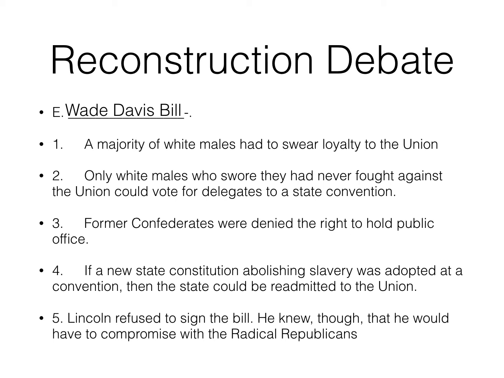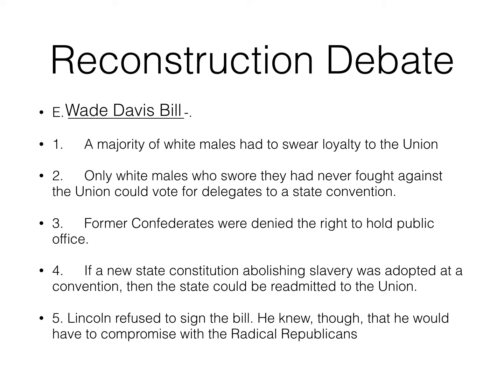They wanted a majority of white males to swear loyalty to the Union, not Lincoln's 10%. They wanted a majority, which would be 51%, right? Not 10%. Now, what is the big difference there besides the number? Lincoln set his bar lower because he wanted healing and states coming back into the Union to happen quicker. It would take longer to get 50% of white males to swear loyalty to the Union. So it would take longer to find that many. And so that's one of the big parts of the debate.